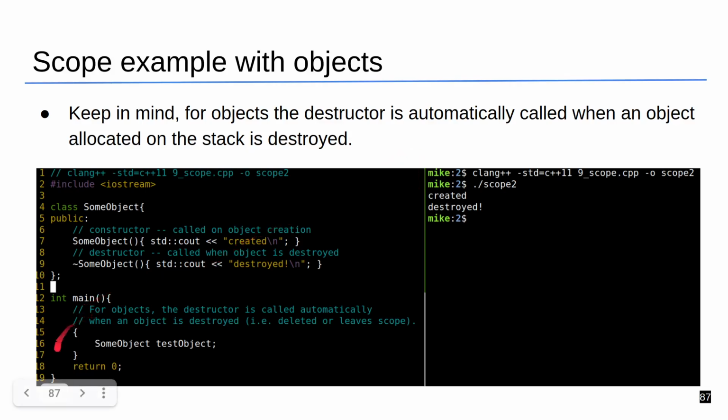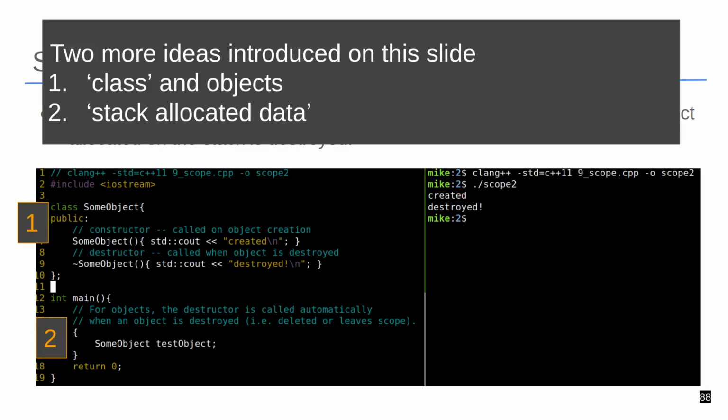Okay, so in this example here, you can see where the curly braces are. I just create some object here. Its local scope is between lines 15 and 17, and once we hit line 17, the destructor is automatically called, which just prints out created and destroyed for the constructor and destructor respectively. Okay, so there's a couple more ideas on this slide as well: classes and objects, which should be familiar from Java, and then stack allocated data, maybe familiar from systems.